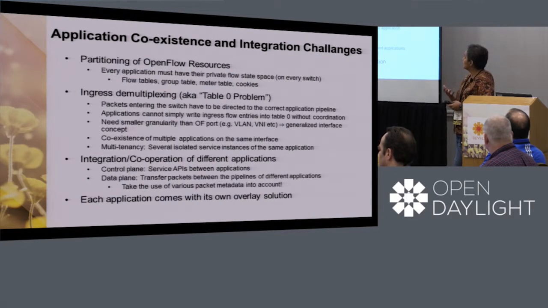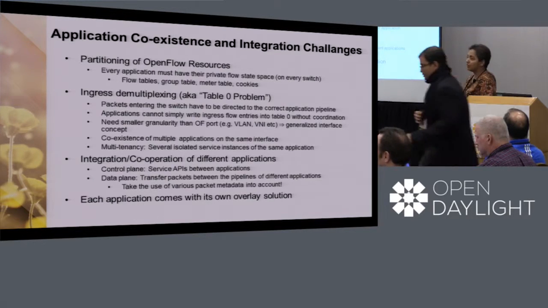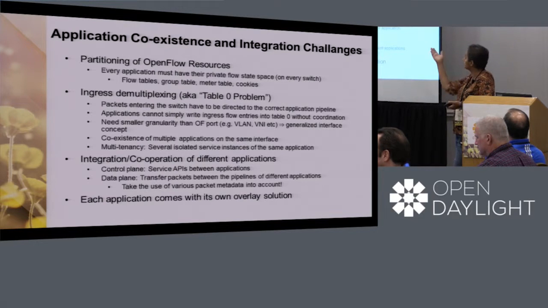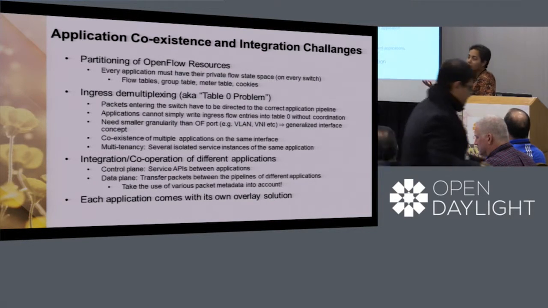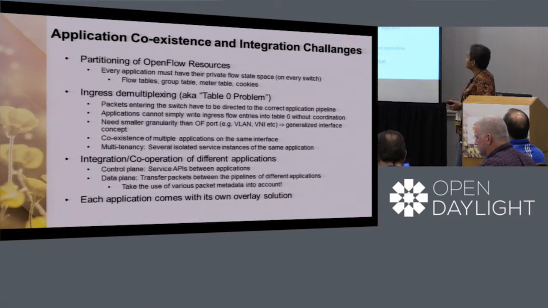So what are some of the feature challenges we see from an OpenFlow perspective for multiple applications to coexist? Today, the way it works is every application defines its own space for all the resources. For example, you have flow tables, groups, meters, cookies. Those have to be very statically allocated and assigned across different applications that need to work in the same pipeline.